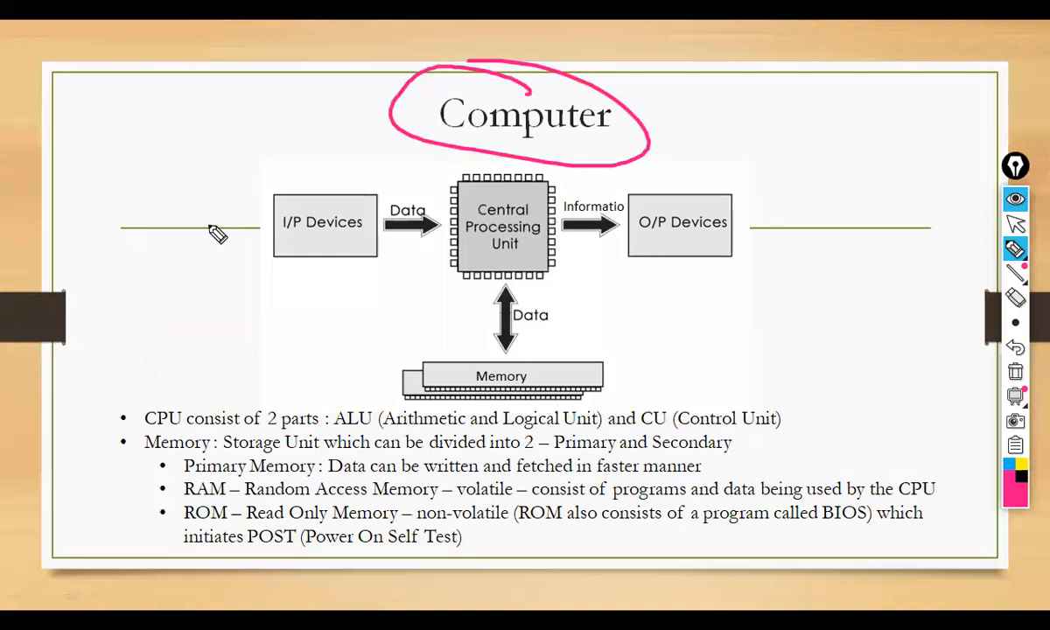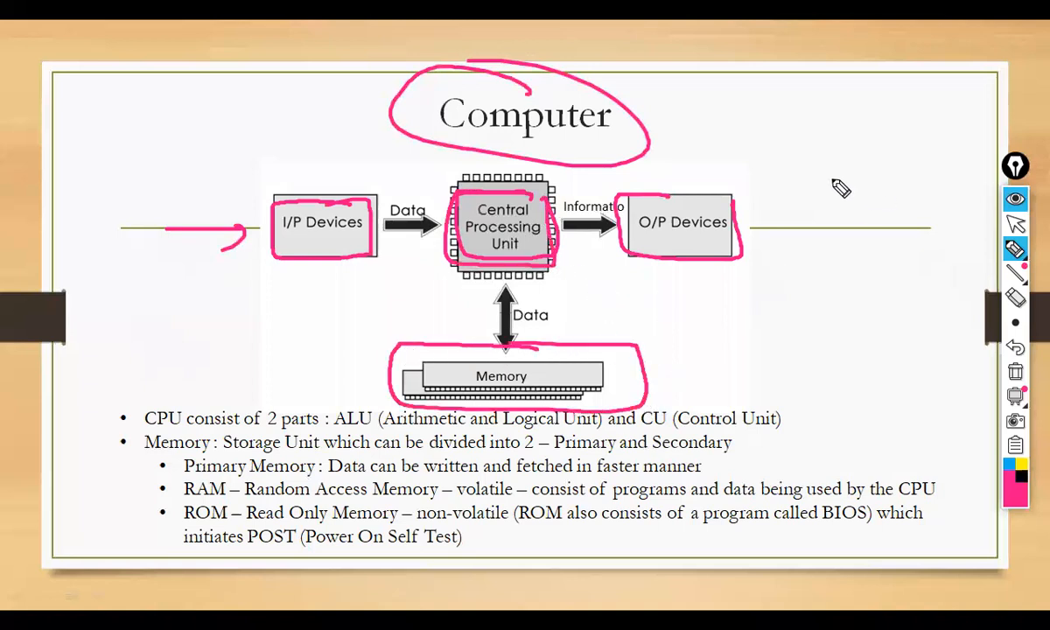Okay, so the computer has got three parts. What are the three parts? Input device, output device, and also we got a CPU, central processing unit. Now, in addition to CPU, they also have another thing called memory unit. So if you want to save anything, it will be saved in the memory unit.